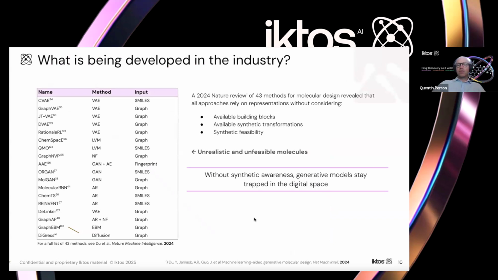When you go through the literature, unfortunately, everything which has been published so far relies on SMILES, graphs, fingerprints, SELFIES, which are molecular representations which do not take into account synthetic feasibility. They are not taking into account building blocks, synthetic transformations, or synthetic feasibility. So when you put those GenAI under pressure with many objectives, those GenAI start to hallucinate and create unrealistic and unfeasible molecules. That's a problem.